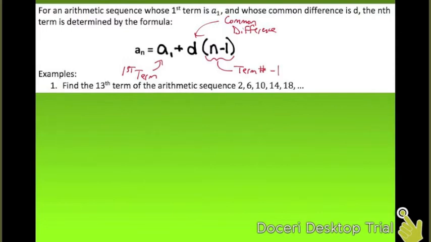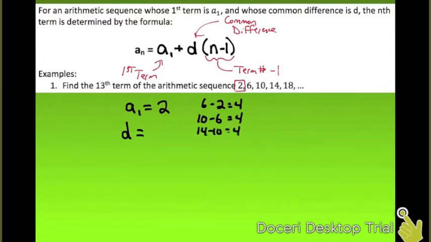So we want to find the 13th term of this arithmetic sequence. So we're just going to plug things in. Well, what is our first term? a sub 1, in this case, right here, the first term is 2. We need to find what our common difference is. So d, well, 6 minus 2 is 4. 10 minus 6 is 4. 14 minus 10 is 4. So our common difference in this case is going to be 4.